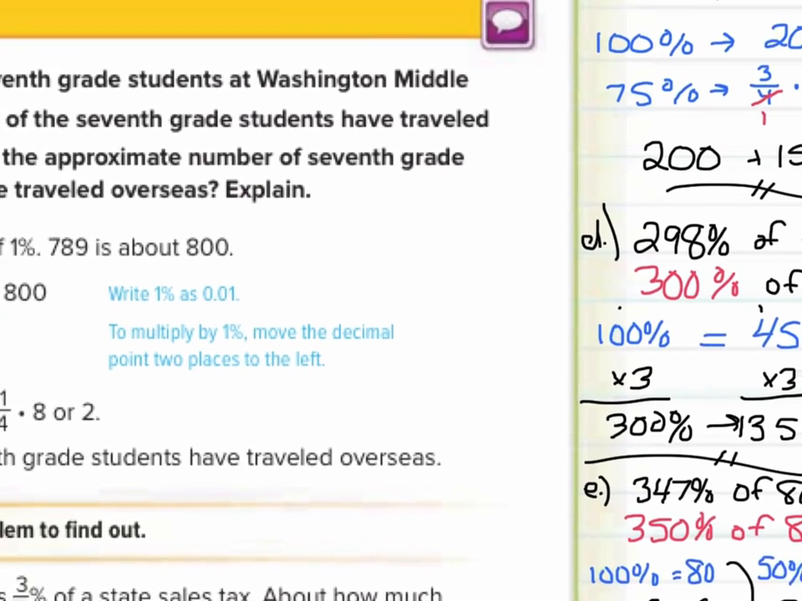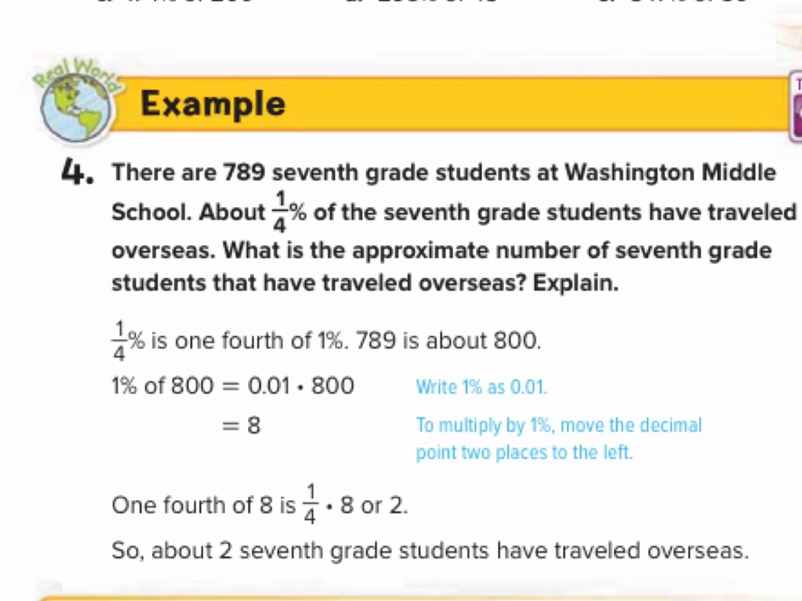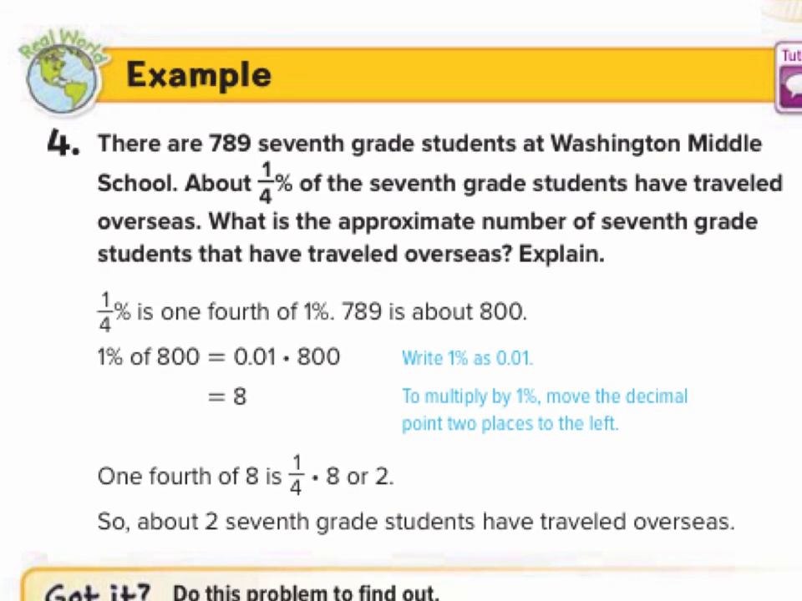Now let's shift back to guided example 4. There are 789 7th grade students at Washington Middle School. About 1/4% of the 7th grade students have traveled overseas. Not too many. What is the approximate number of 7th grade students that have traveled overseas? Explain. Well, 1/4% is 1/4 of 1%.